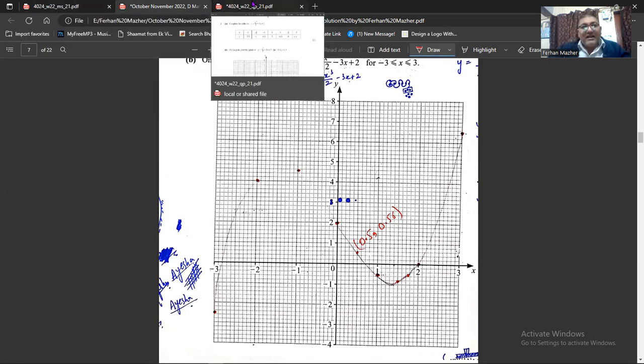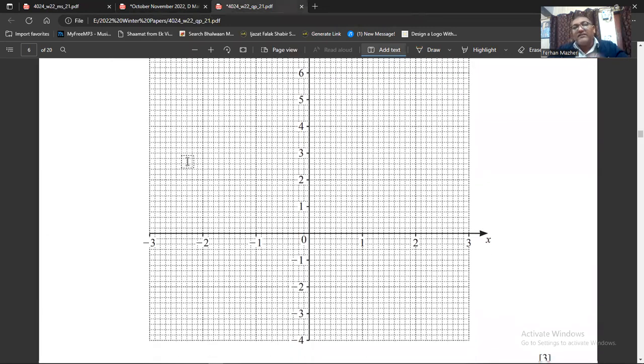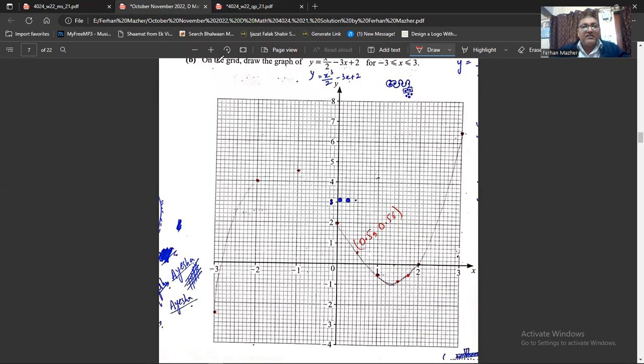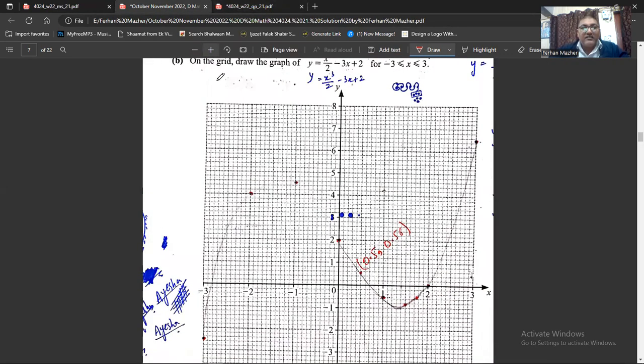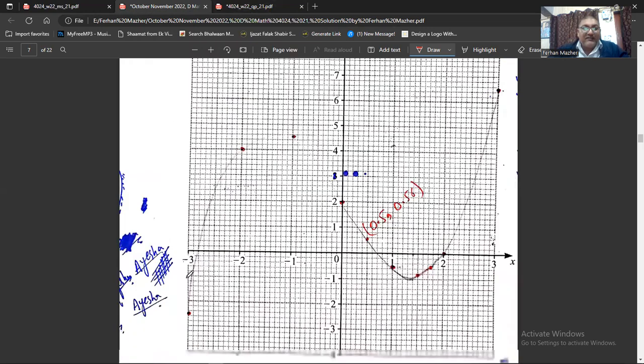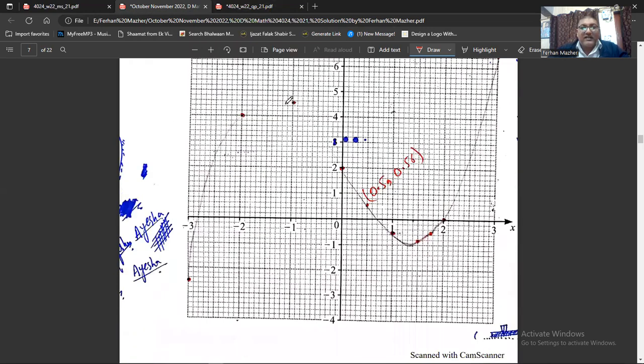Then after plotting these points and joining them with a curve, you get this shape. You see, I have joined this like this.